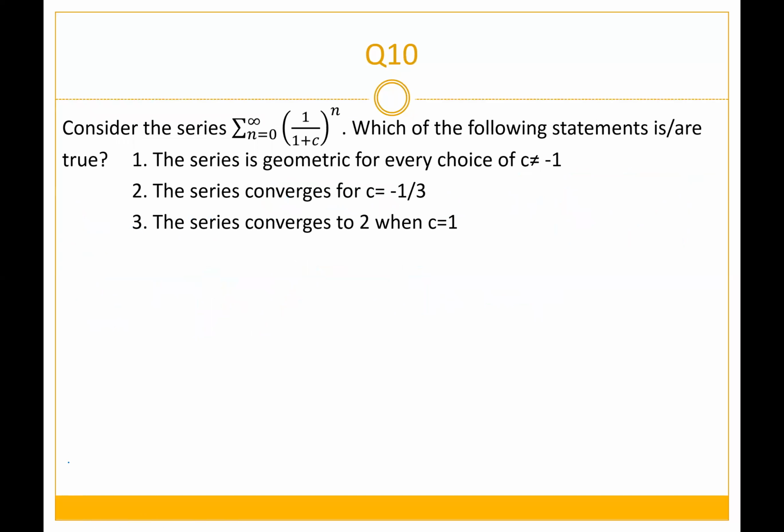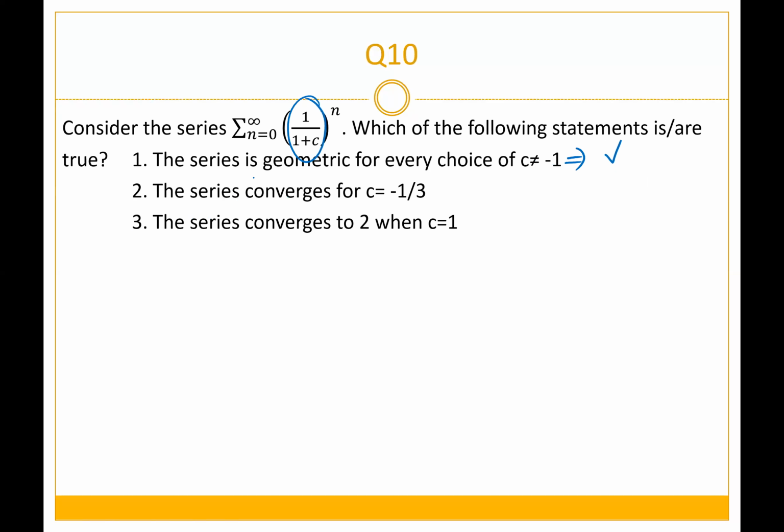Consider this series going from n equals 0 to infinity of 1 over (1 plus c) to the n. Which of the following statements is true? The series is geometric for every choice of c different from -1. So let's think about every constant c different from -1. Whatever is inside this bracket is just going to be a constant, and it's to the n. And so this is true, this is going to be a geometric series.